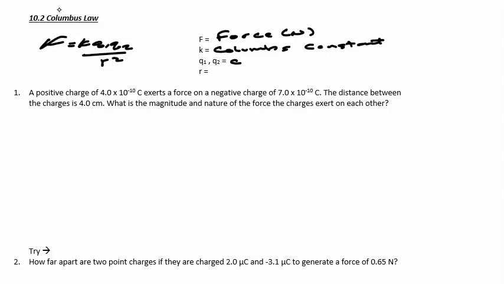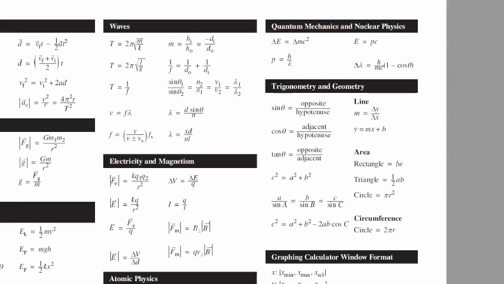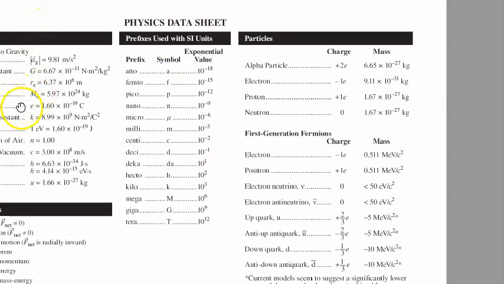Q1 and Q2 are the charges, and R is the distance between the charges, and specifically between the centers. This formula can be found right here on the data sheet, right underneath electricity and magnetism, and Coulomb's constant can be found right here.